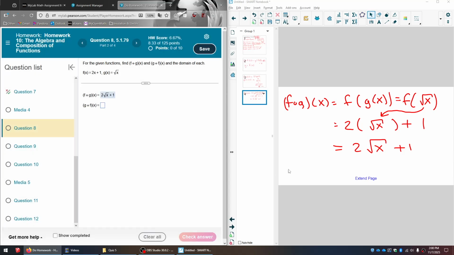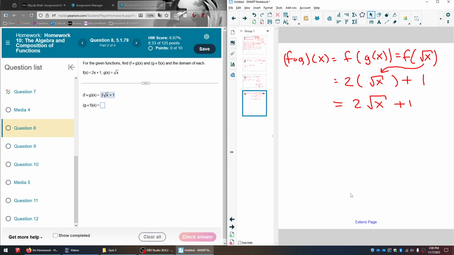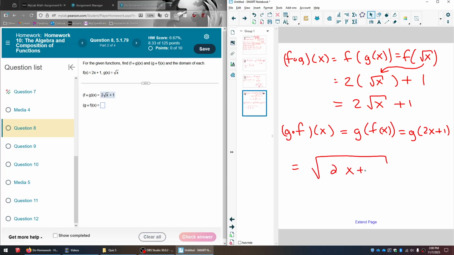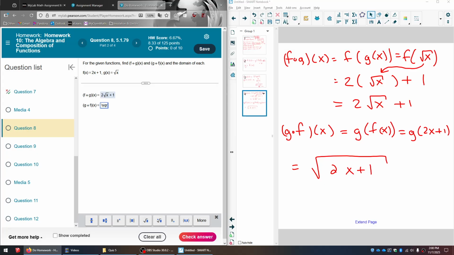Now they're going to have us do it the other way around. One of the things that you'll learn after you do these is that most of the time f circle g is not the same thing as g circle f. As always, I'm going to write this as g of f of x. So f of x is 2x plus 1, so this is g of 2x plus 1. Now g is just the square root of the input, so that's the square root of 2x plus 1. I know that you could do that. I am just typing this in so that we can do the second part of this question here.